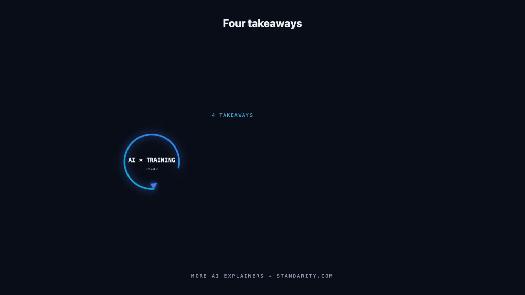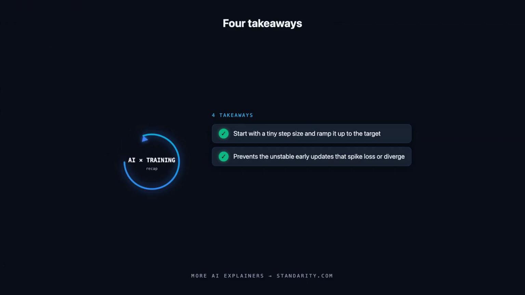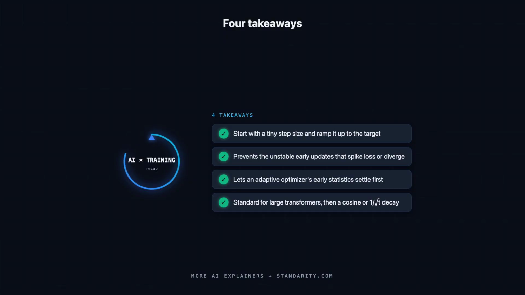Let's tie it off with 4 takeaways to keep. Warm-up starts training with a very small step size and ramps it up, usually linearly, to the target over the first steps. Early on, the weights are random and gradients noisy, so a tiny step size prevents the huge updates that spike loss or diverge. It also lets an adaptive optimizer's unreliable early statistics settle before the model takes big, confident steps. Essentially, every large model uses it, then decays with a cosine or inverse square root schedule afterward.